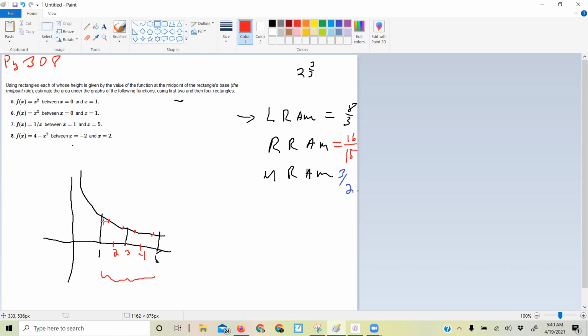So there's one rectangle. There's another rectangle. Another rectangle. Another rectangle. Now each of those rectangles are 1 wide. And I just got to figure out the heights. Well, isn't this 1.5?